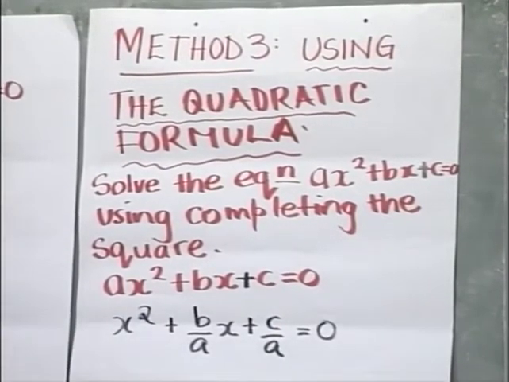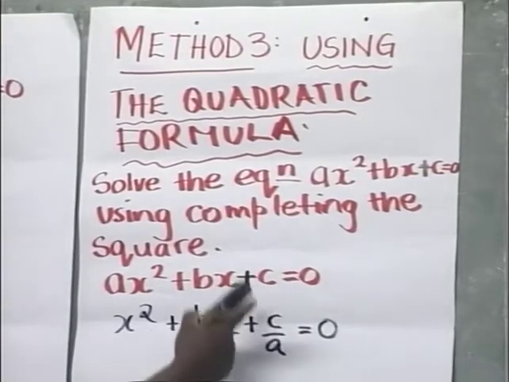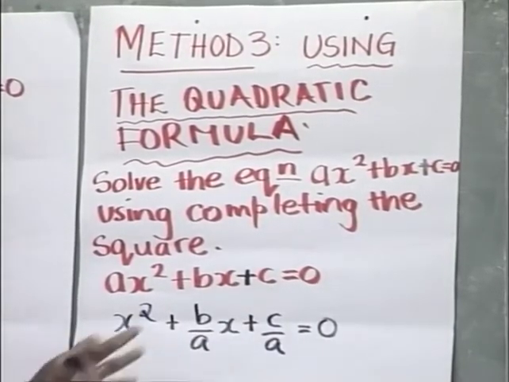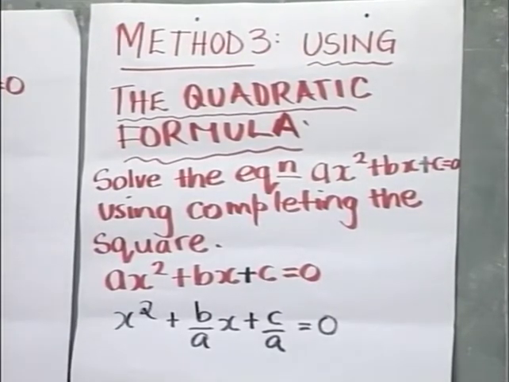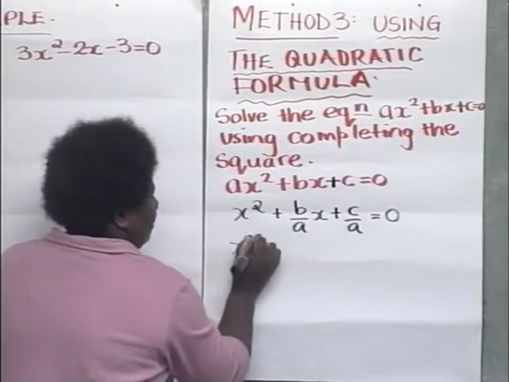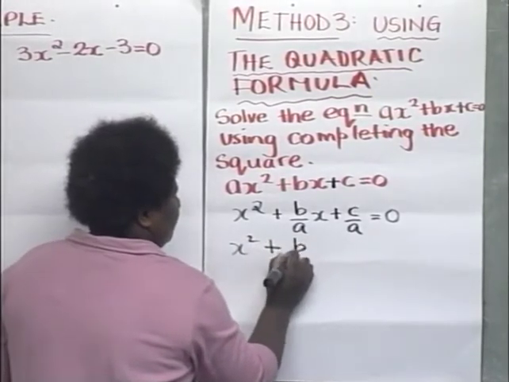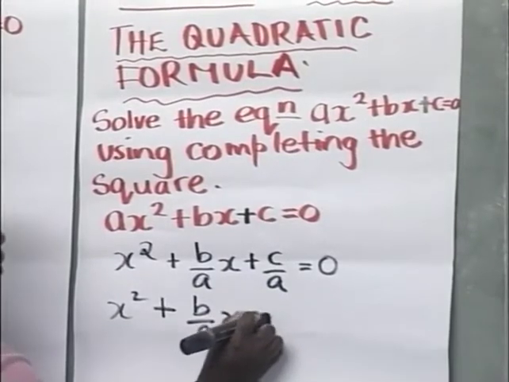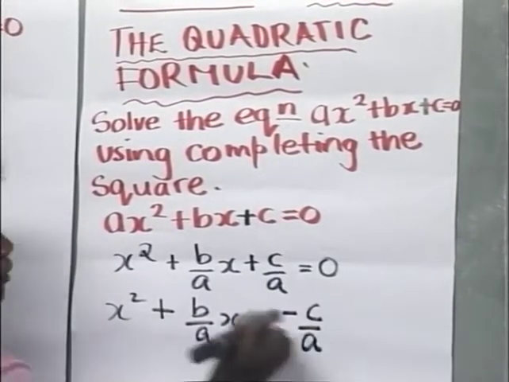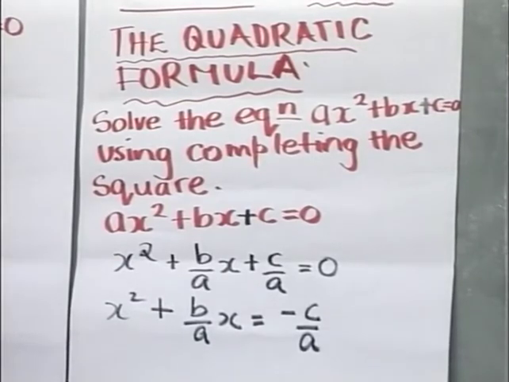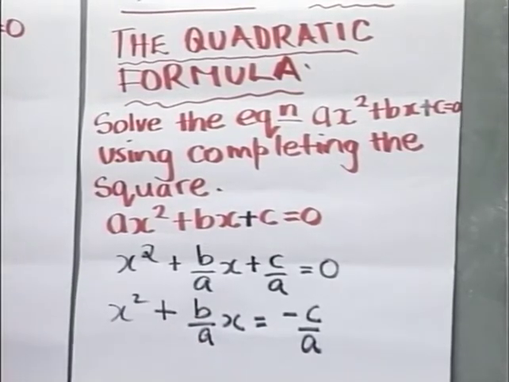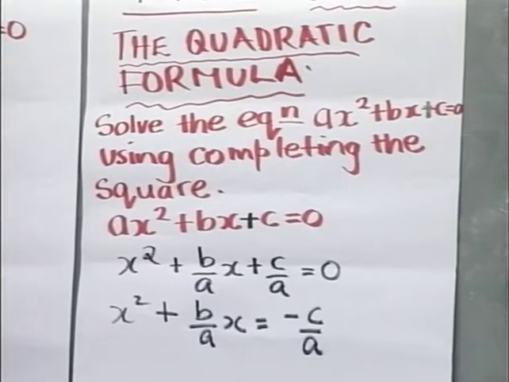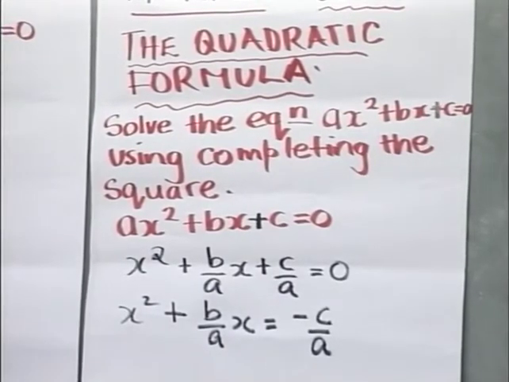Then the next thing I do is I bring c over a to the right. If I wanted to, I could have brought c over a to the right first. You can do either of that. So x squared plus b over a x equals minus c over a. The next step is to get half of b over a, square it, and add it on both sides of the equation. What is half of b over a?